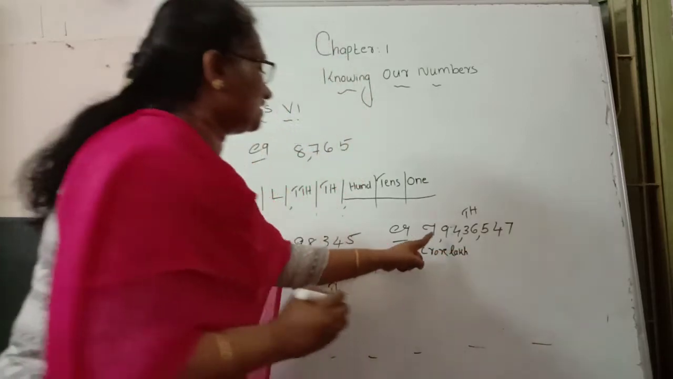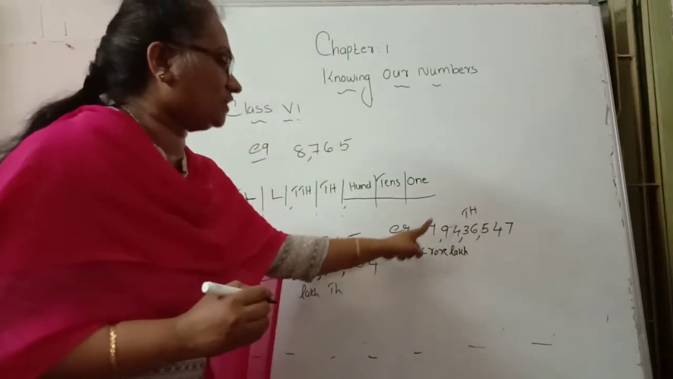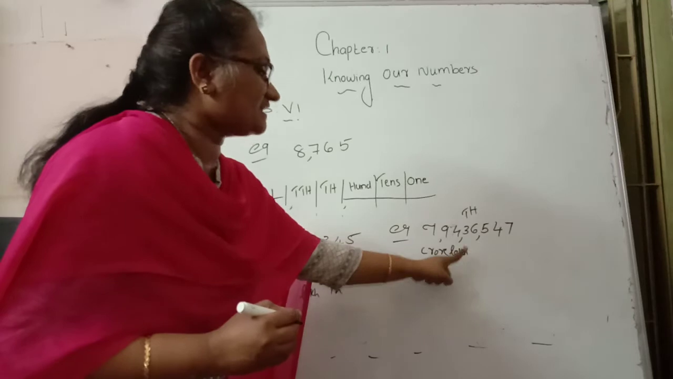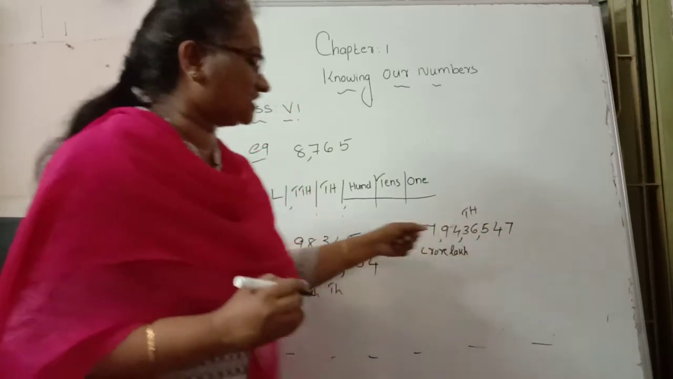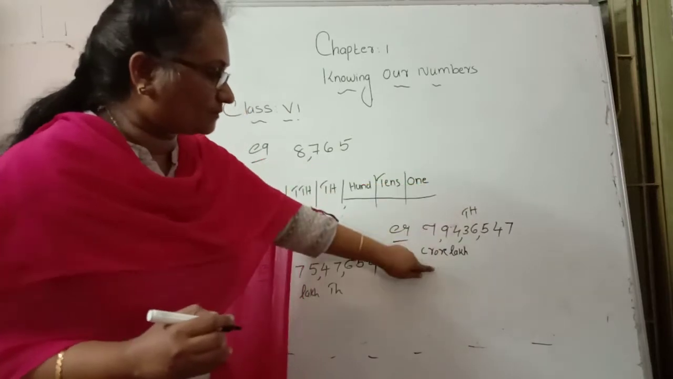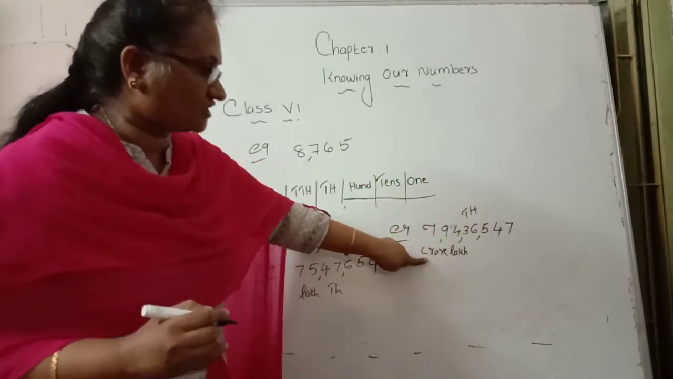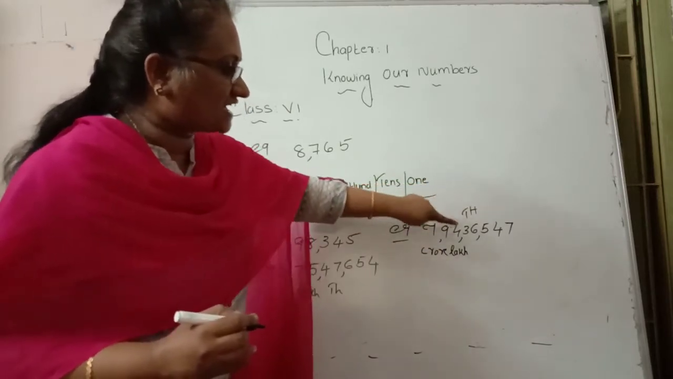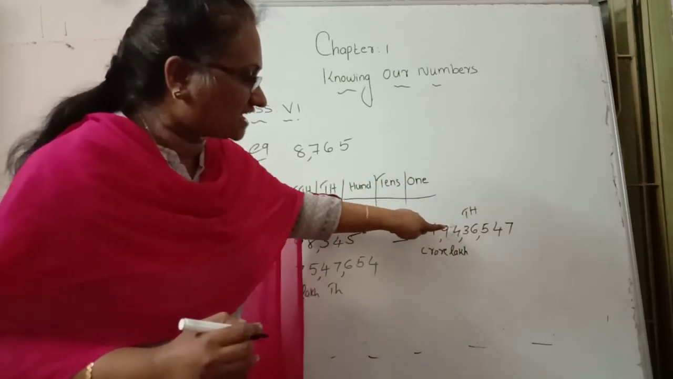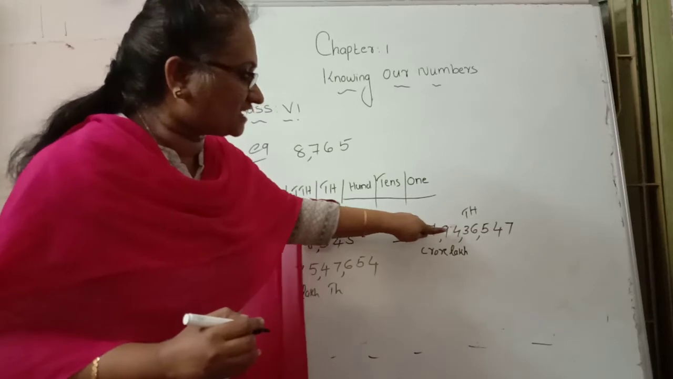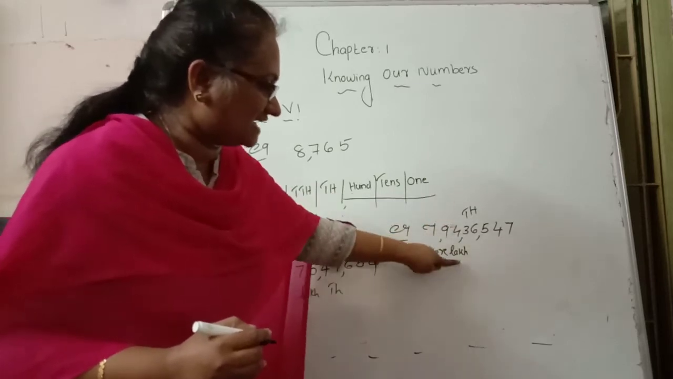Crore. How to read 7 crore 94 lakh 36,547? 7 is in the crore place. That's why we read it as 7 crore. 9 and 4 are in the lakh group. That's why we take them together, reading 9 and 4 together as 94 lakh.